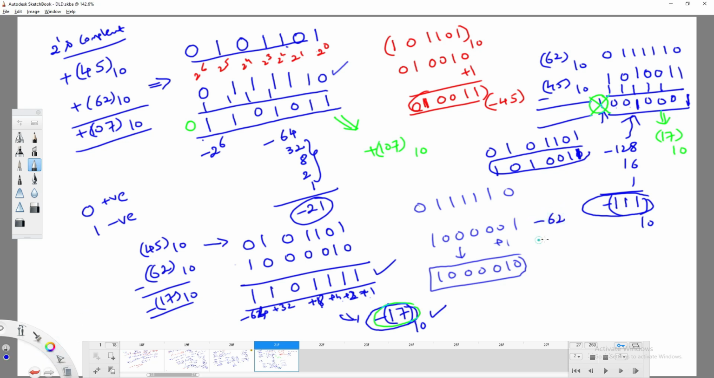Try to think one more case. Minus 62 minus 45. What is minus 62? I think this one: 1, 4 zeros followed by 1 0. This one is minus 62. Minus 45 is this one: 1, 0, 1, double 0, double 1. Try to calculate 1, 1 0, 1, 0, 1, 0, 1 0. So what is the result you need to get here?